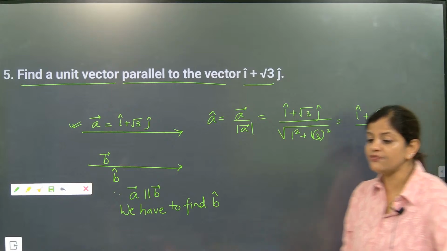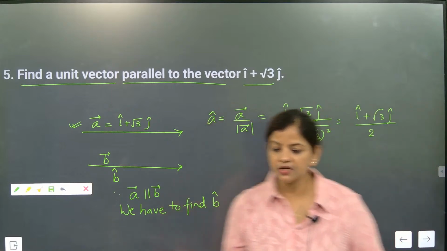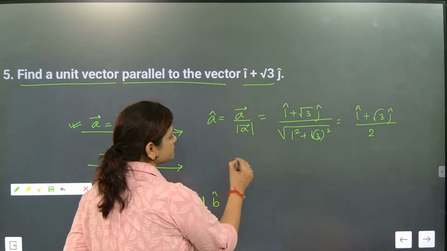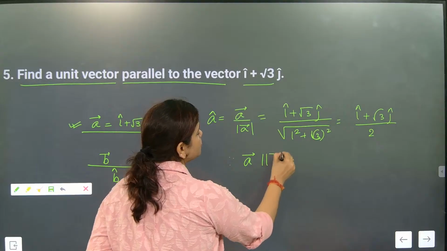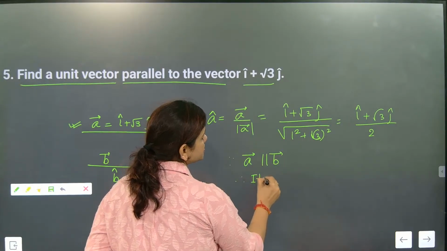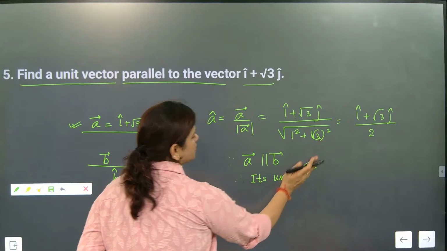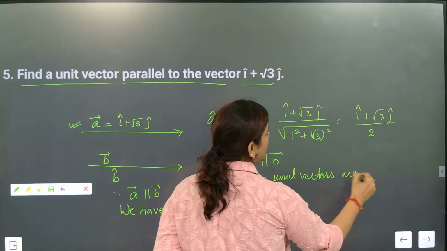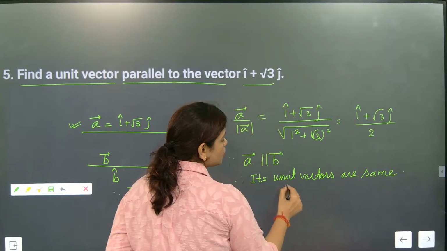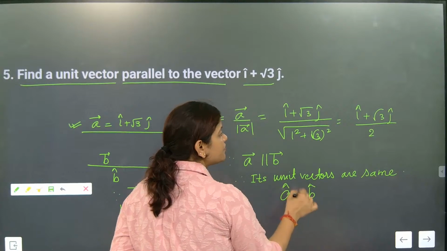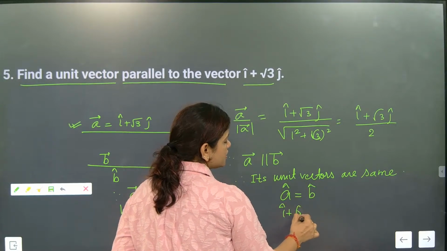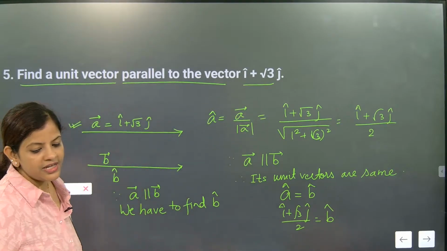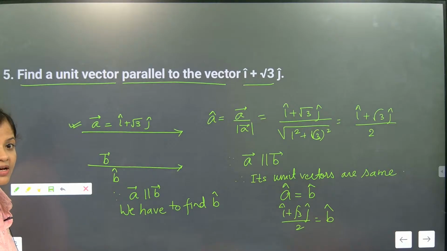And we know that if two vectors are parallel, remember this one: the unit vectors are the same. So since A vector is parallel to B vector, therefore their unit vectors are the same. So A cap will be equal to B cap. The value of A cap we got is i plus root 3 j by 2, which is equal to B cap. So the unit vector of the second one we got easily. Very good.